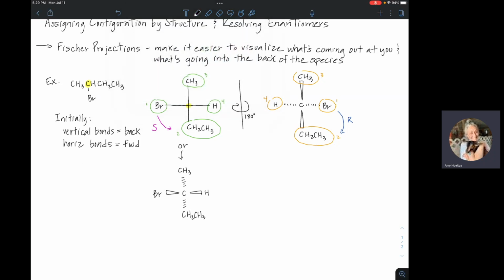So it's easier to say hydrogen's on the horizontal. That means it's coming out at me. So whatever configuration I assign, I'm going to reverse it. Most people enjoy doing it that way instead. So these Fischer projections are really nice for bigger molecules.